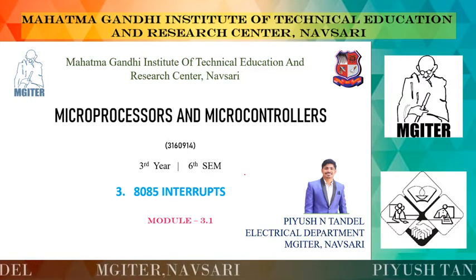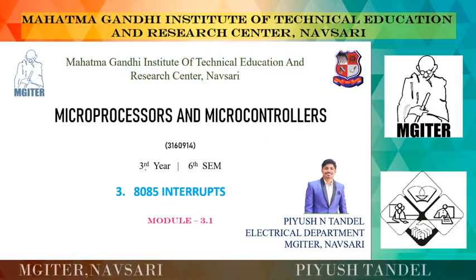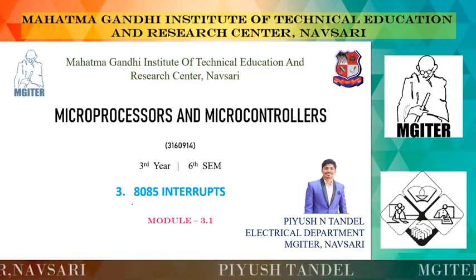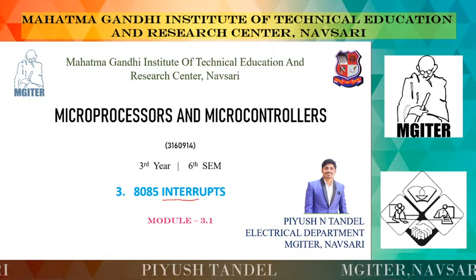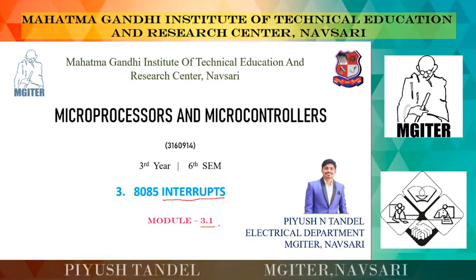The name of the subject is Microprocessor and Microcontrollers, which comes in third year, 6th semester. Right now we are starting our chapter number 3, that is 8085 interrupts. In this chapter we are going to study different types of interrupts, and this is module number 3.1.